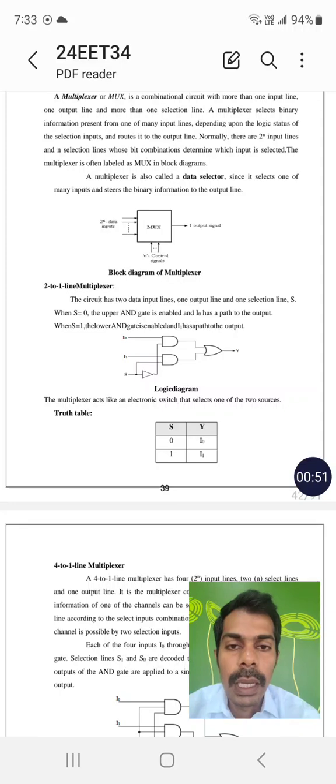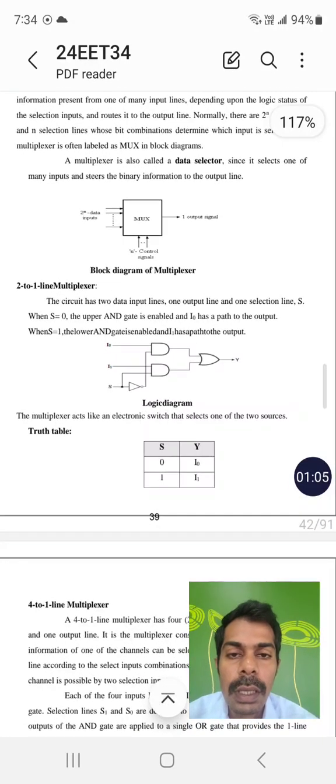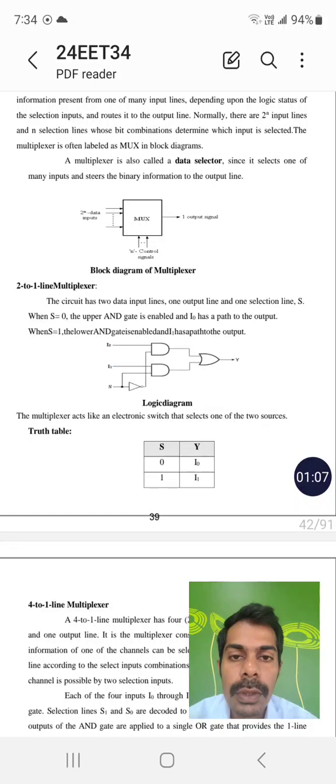For example, n is equal to 1, which means 2 power 1. So 2 is to 1: 1 output, 2 inputs and 1 selection line. That is a 2 to 1 line multiplexer. This is a simple block diagram with 2 power n data inputs, n control signals and 1 output.